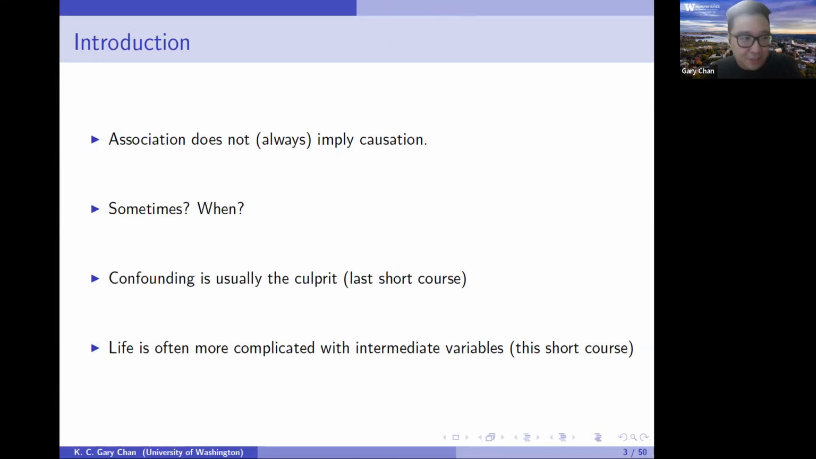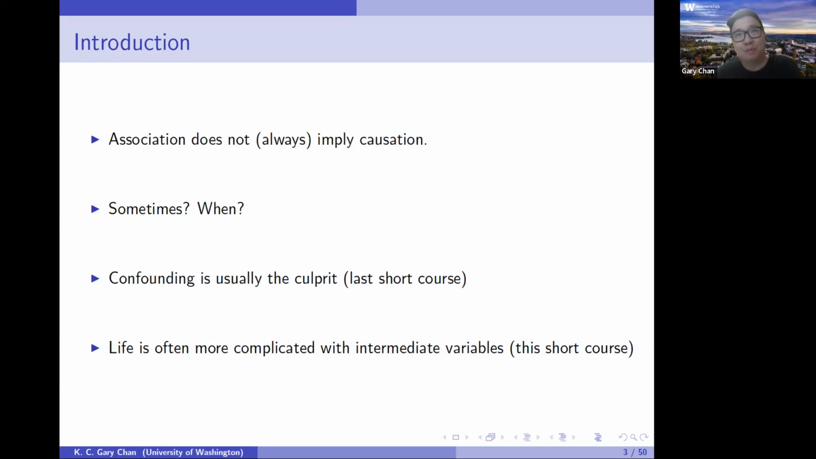Okay, so brief intros. We all know or heard many times that association does not imply causation. But sometimes we still actually want to study association, and we want to do as much as possible to make a valid inference from associational studies. So under what conditions can we make stronger statements? And what's the problem? The problem is usually confounding.